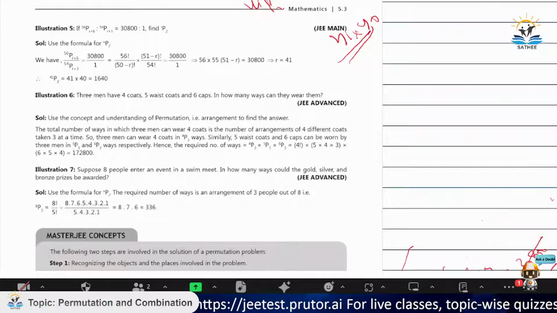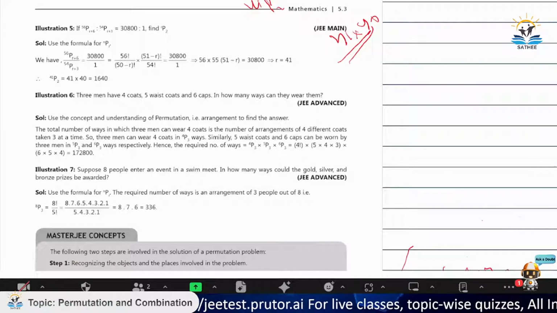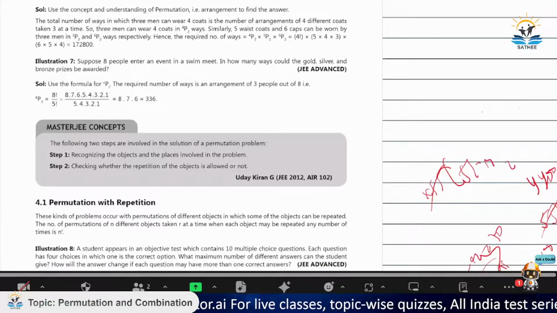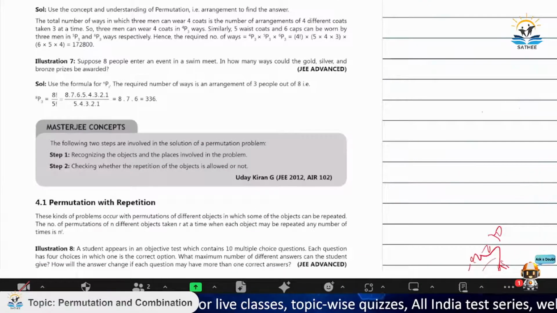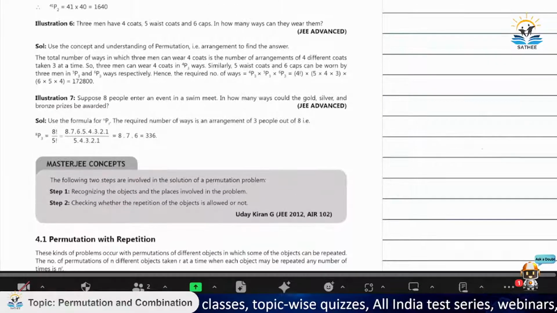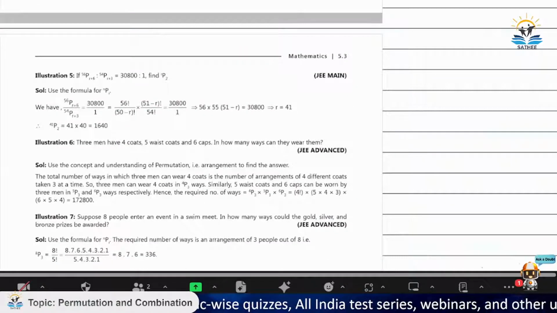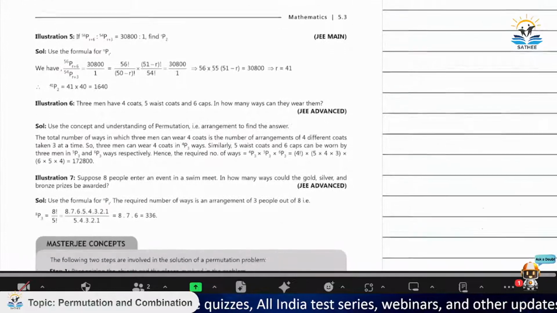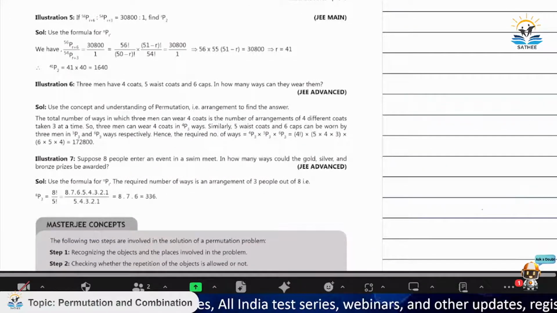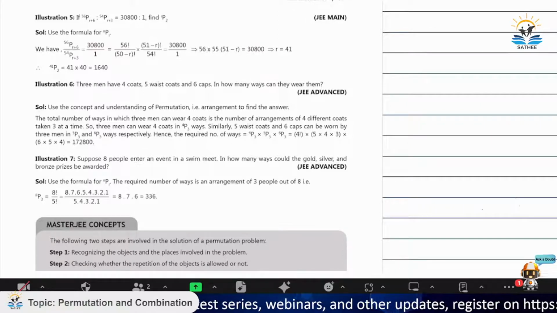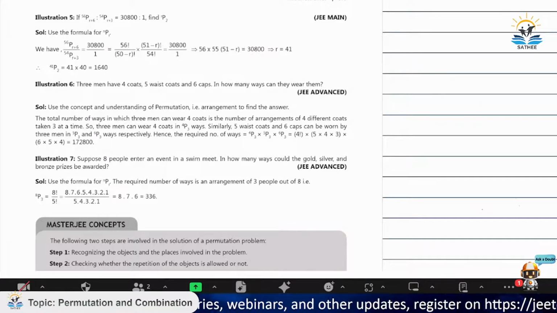Moving on. Let's see what the further part says. Three men have four coats and five waistcoats, six caps. How many ways can he wear them? To use the concept and understanding of permutation arrangement to find the answer.